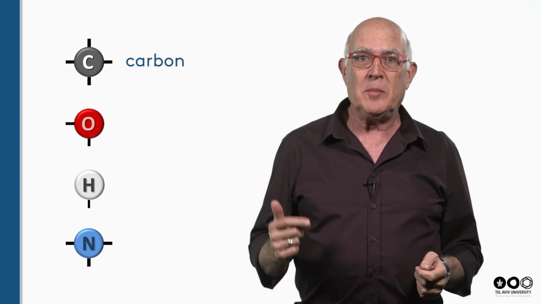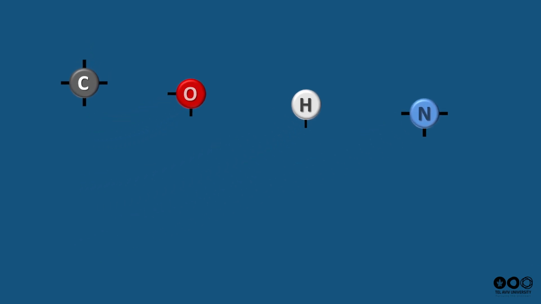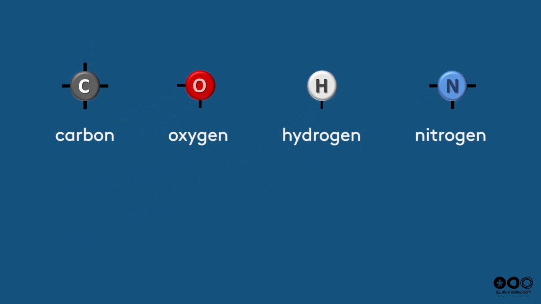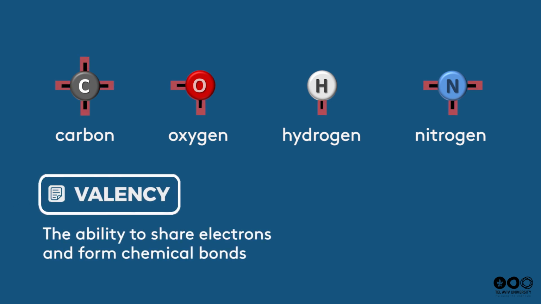It's surprising that only 4 chemical elements make up most of our bodies: C, O, H, and N, carbon, oxygen, hydrogen, and nitrogen. Here you see them represented as colored balls and sticks, or letters and lines. The sticks or lines indicate the valency of an atom, its ability to share electrons and form chemical bonds. Sharing electrons is like the glue that holds atoms together, forming chemical bonds.